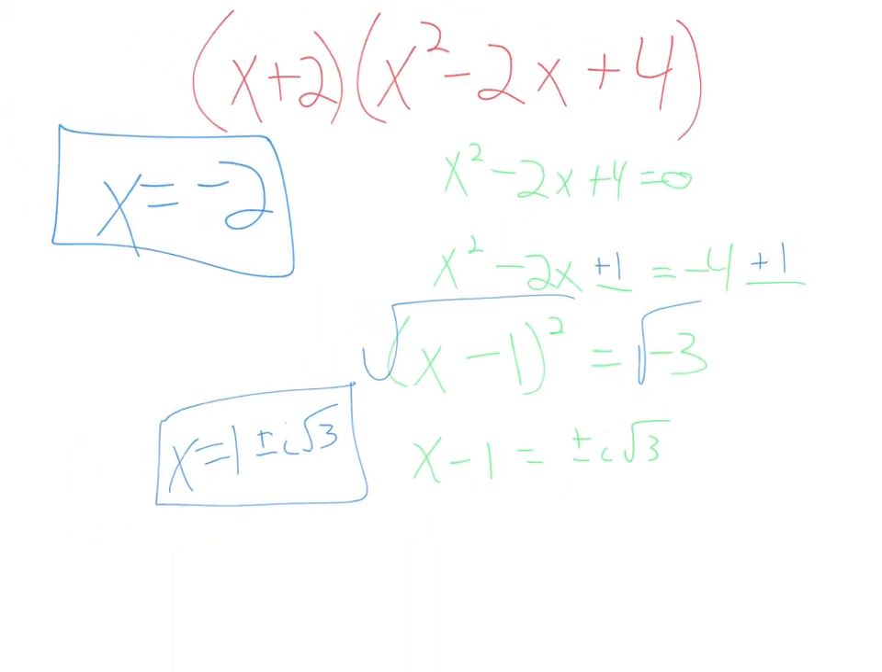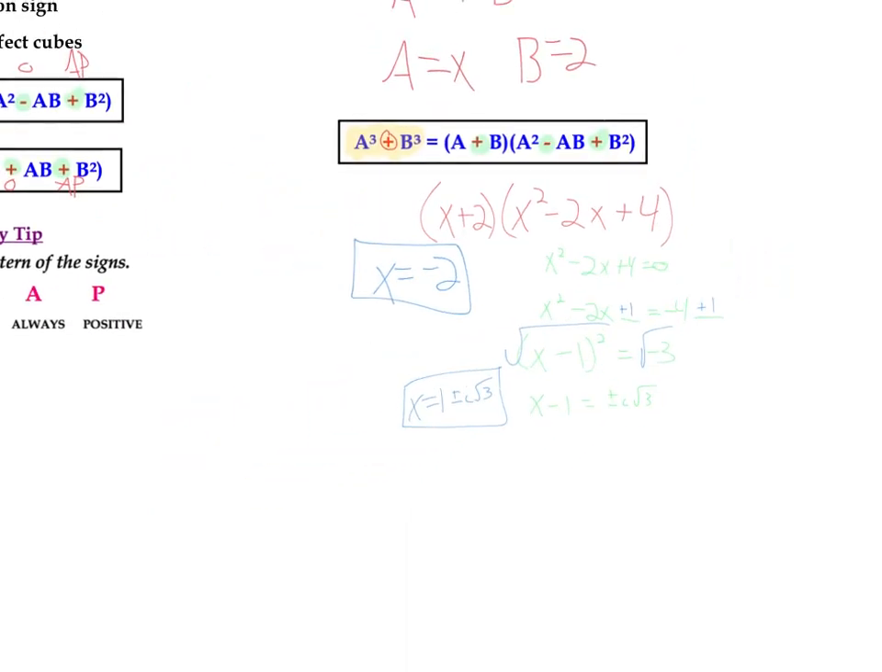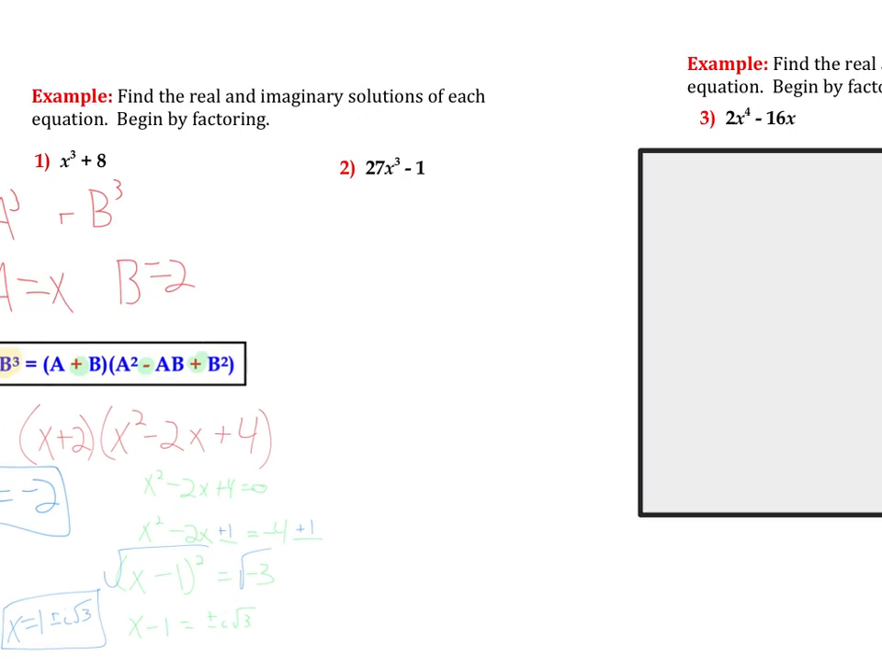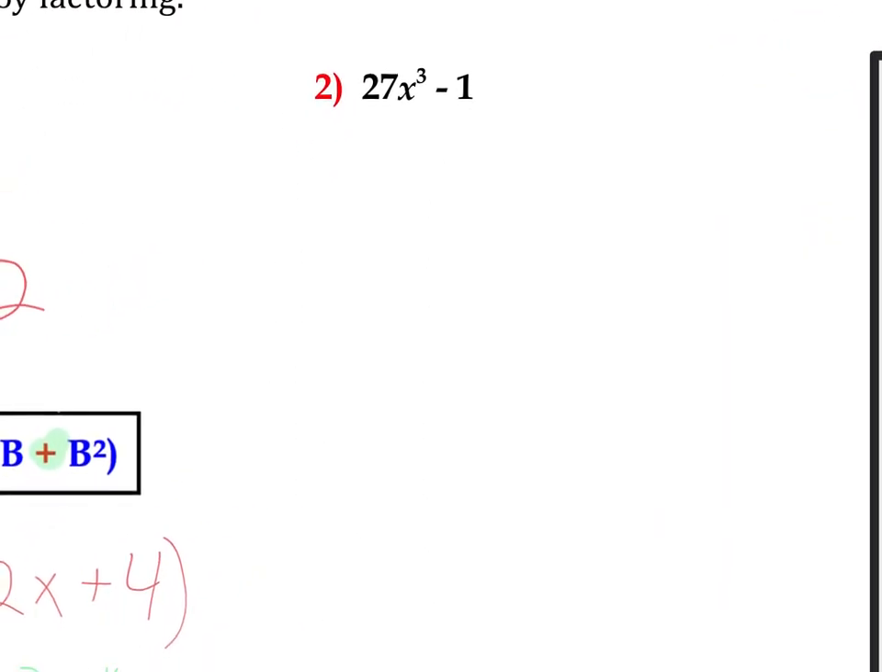So now I've got 1, 2, 3 answers total. This was cubic. That's what we wanted. Huzzah. All right, next one, number 2. 27x to the third minus 1.